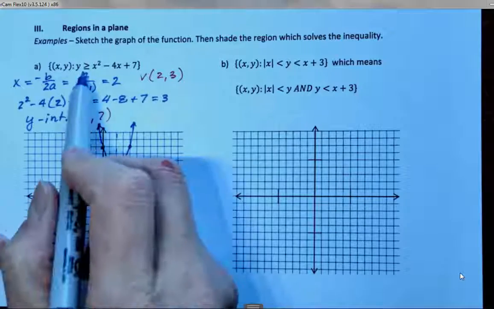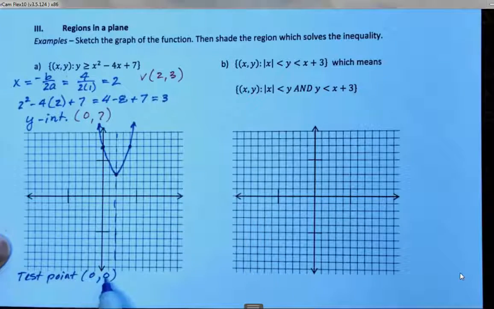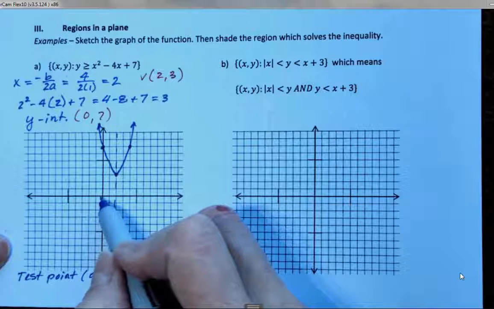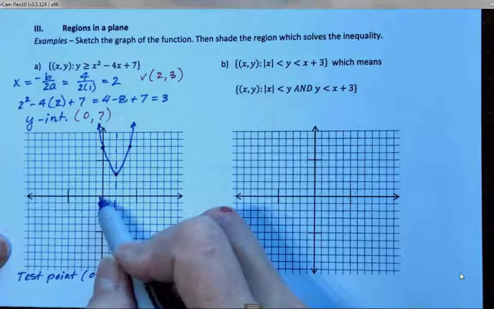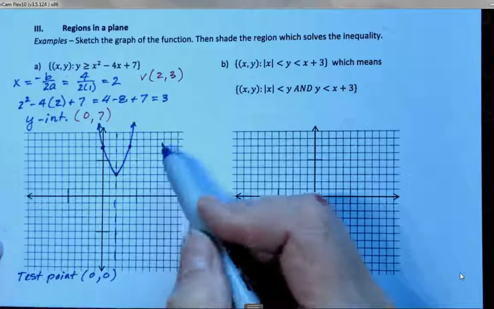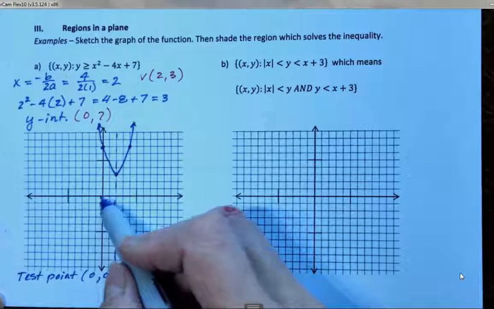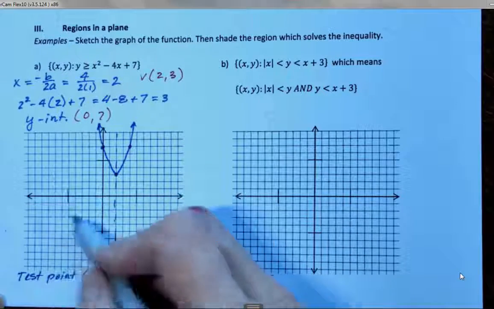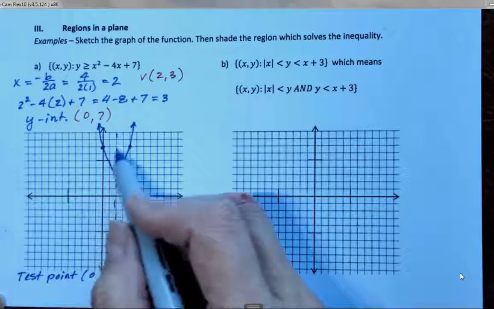If it solves the inequality, then everywhere in the region where 0, 0 is at, so in this case what I call outside the parabola, if 0, 0 satisfies the inequality, then I'm going to shade everything outside the parabola. If it doesn't satisfy the inequality, then none of the points outside solve the inequality, and that means that my solution must be inside.